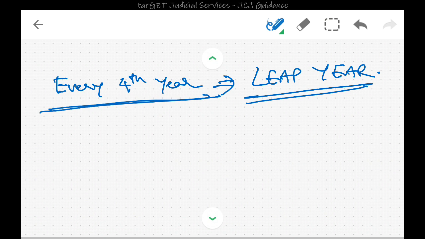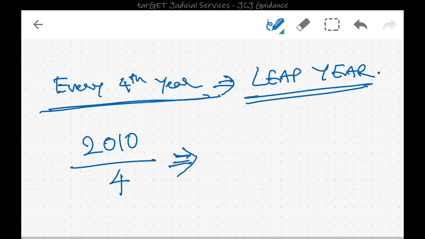So if there is a year, say 2010, how will you find whether it is a leap year or a normal year? 2010 divided by 4. If it leaves a remainder, it is a normal year, and if the remainder is 0, that is, if the year is exactly divisible by 4 without a remainder, then it will be a leap year. Here the remainder will be 2, so this is not a leap year.